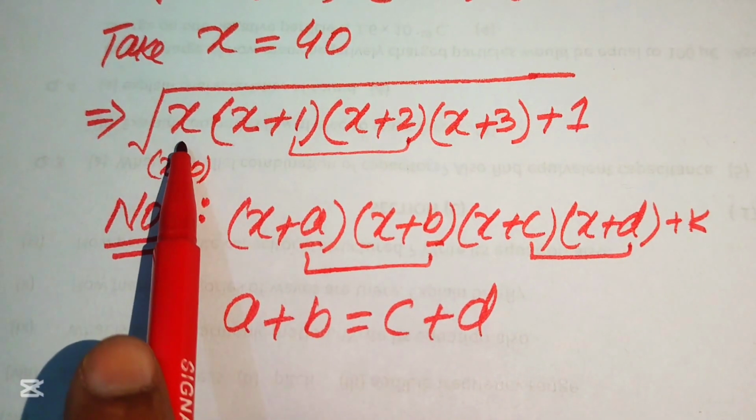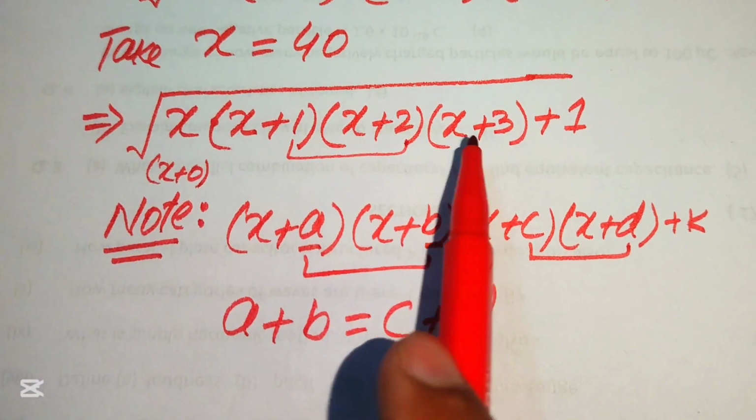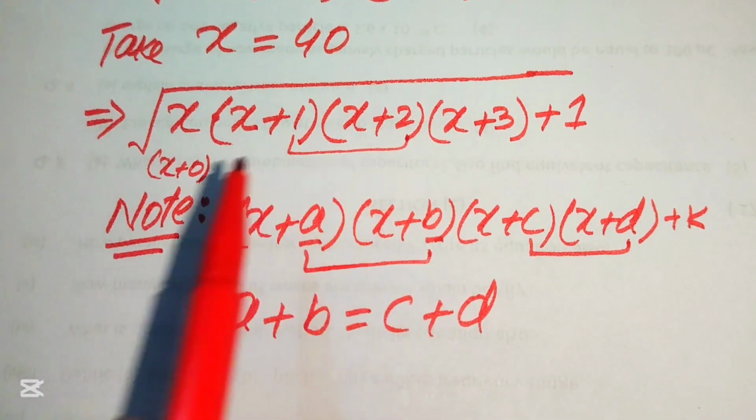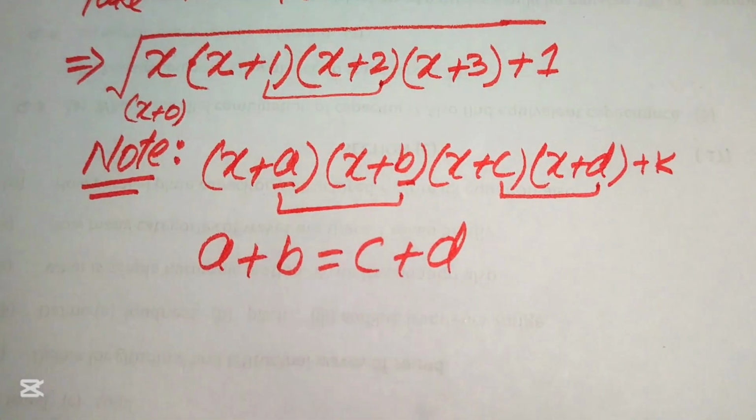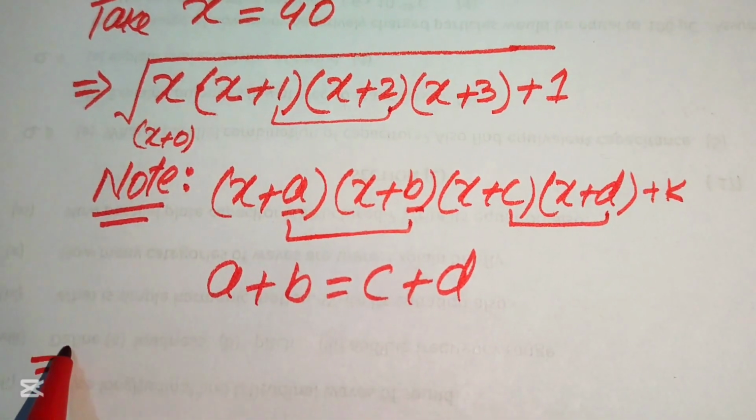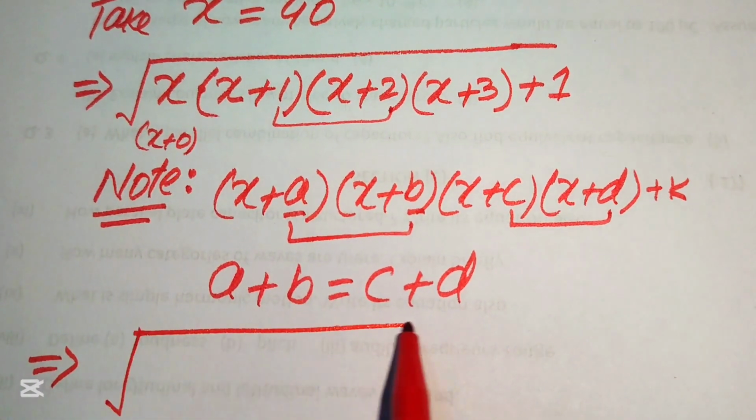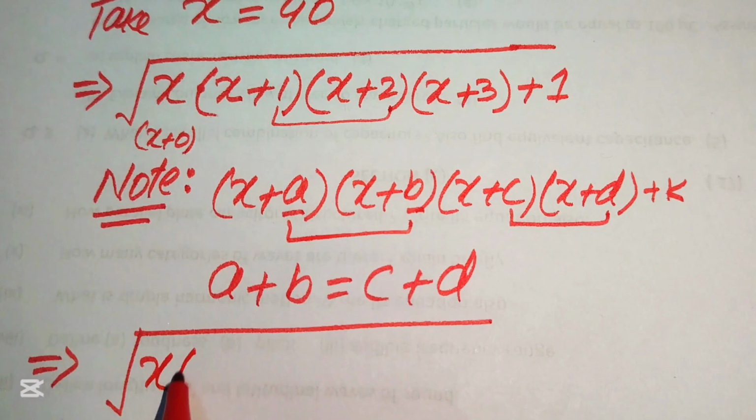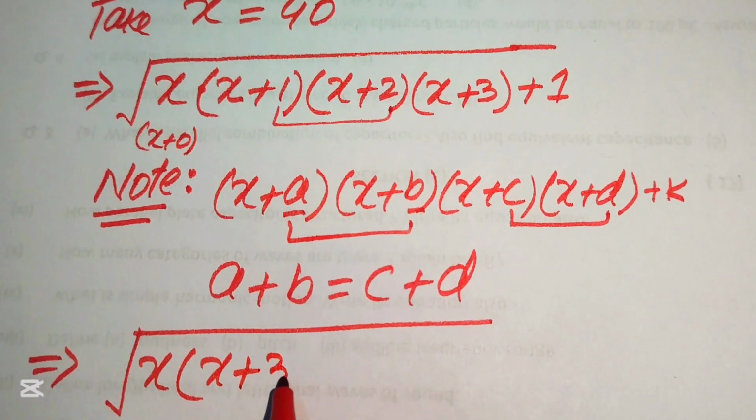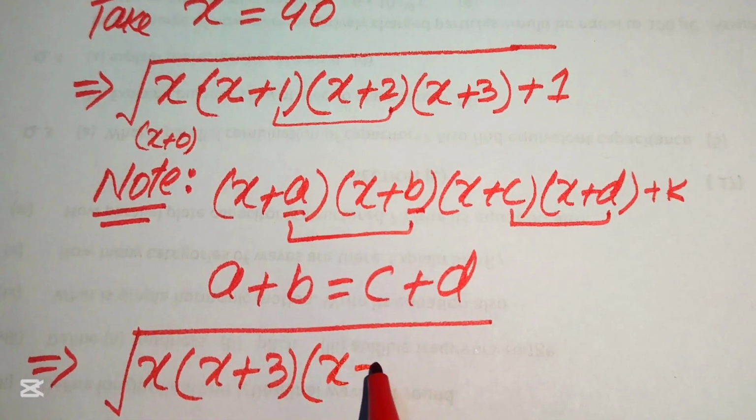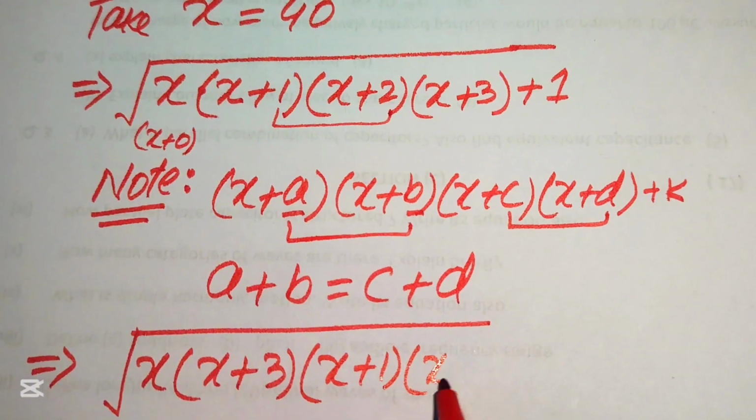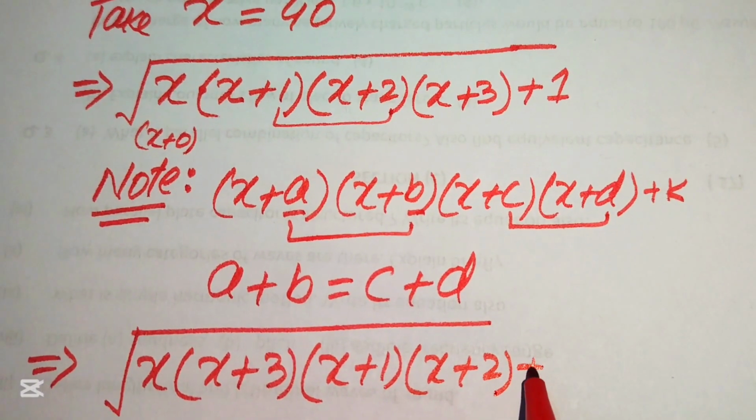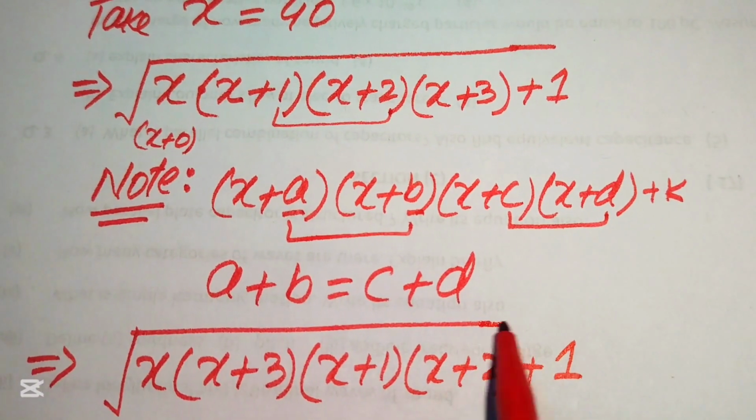First we write the pair of x with x plus 3 and the pair of x plus 1 with x plus 2. Okay, so after that we rearrange all of the above factors according to this rule. We write it as x times x plus 3, and the other pair is x plus 1 times x plus 2, and after that we have our plus 1.